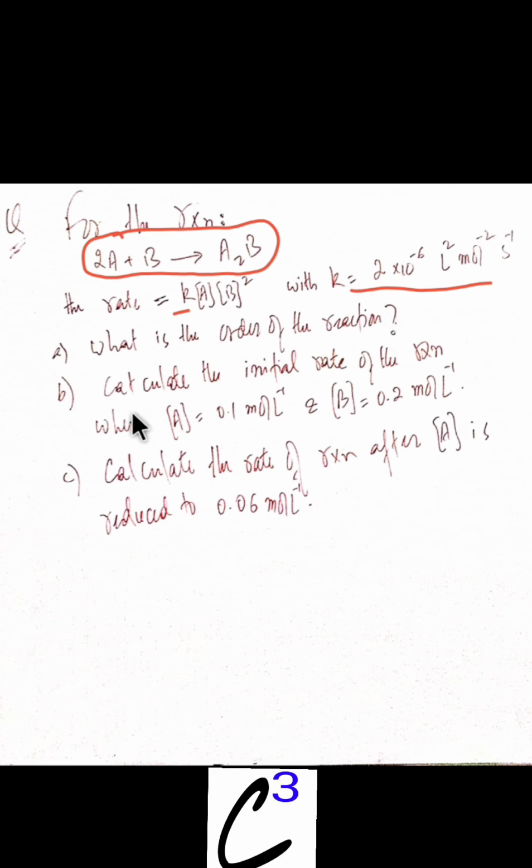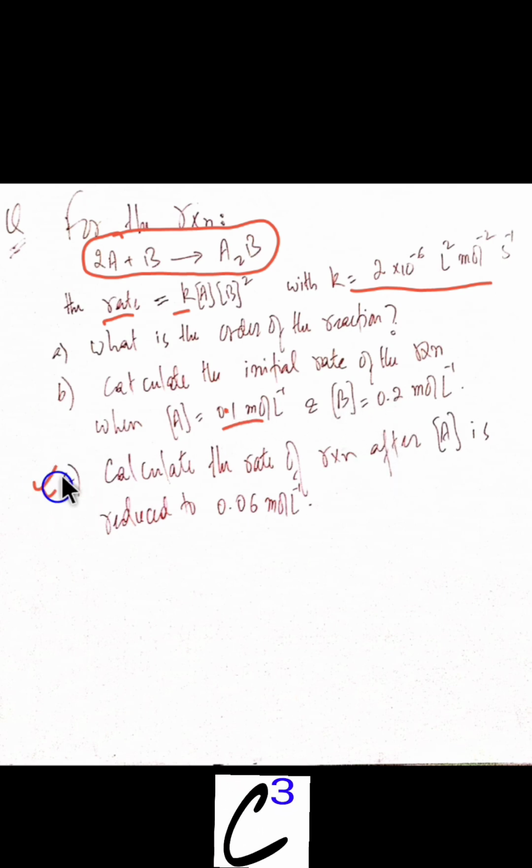Second question, calculate the initial rate of the reaction when A is equal to 0.1 mole per liter and B is equal to 0.2 mole per liter. So we need to calculate the value of R. This is rate R when concentration of A is 0.1 and concentration of B is 0.2.